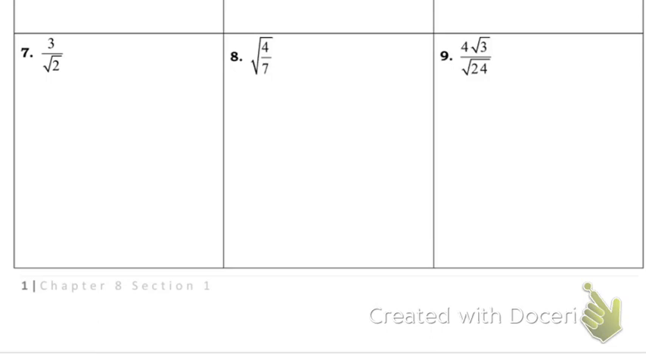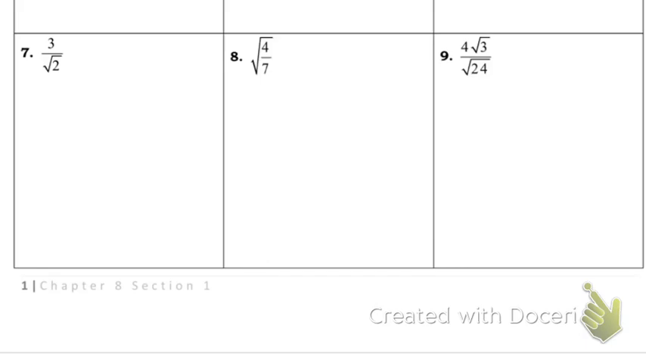What's wrong with number 7? It's asking me to simplify. What's wrong with it? Fraction's okay. There's a problem with the fraction, though. Yes? A radical in the denominator. You can never have a radical in the denominator and have it being simplified. So we need to get rid of this square root of 2 in the denominator.